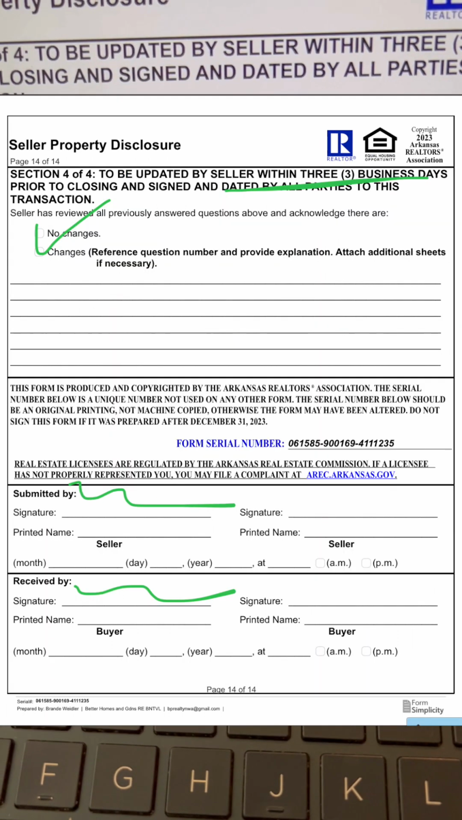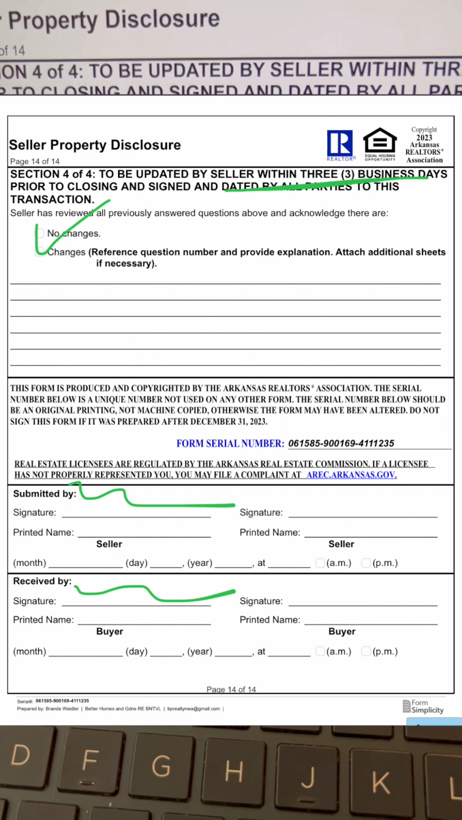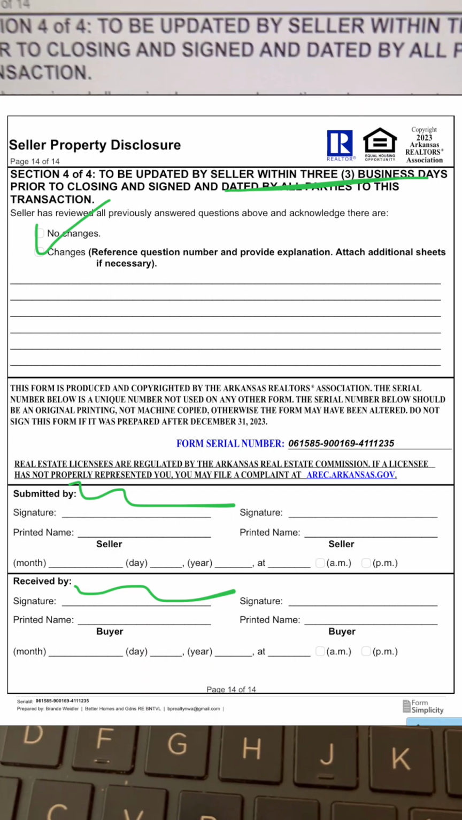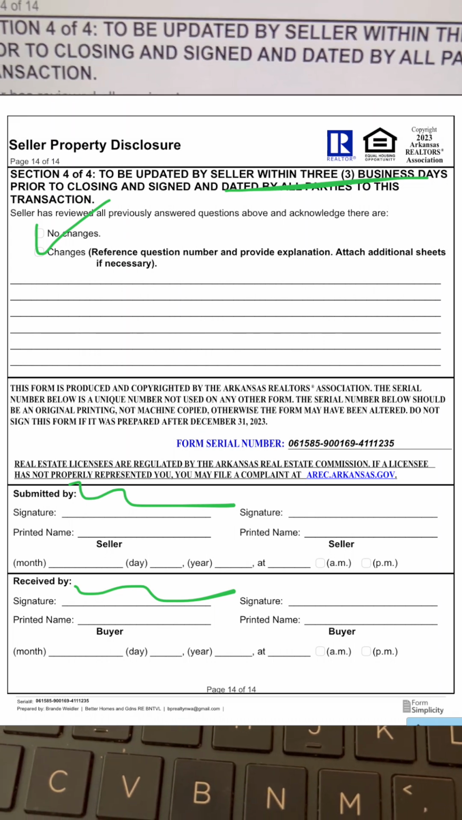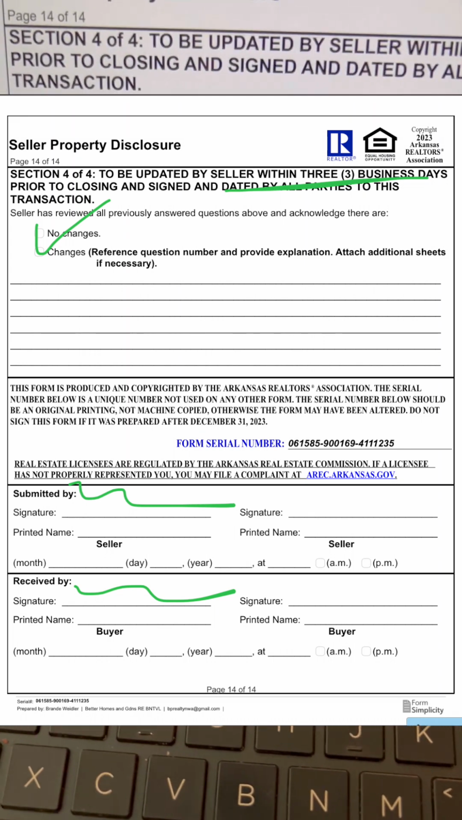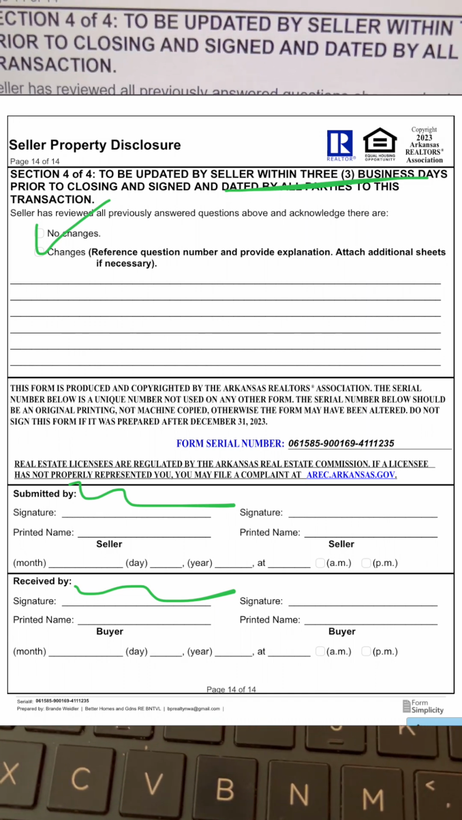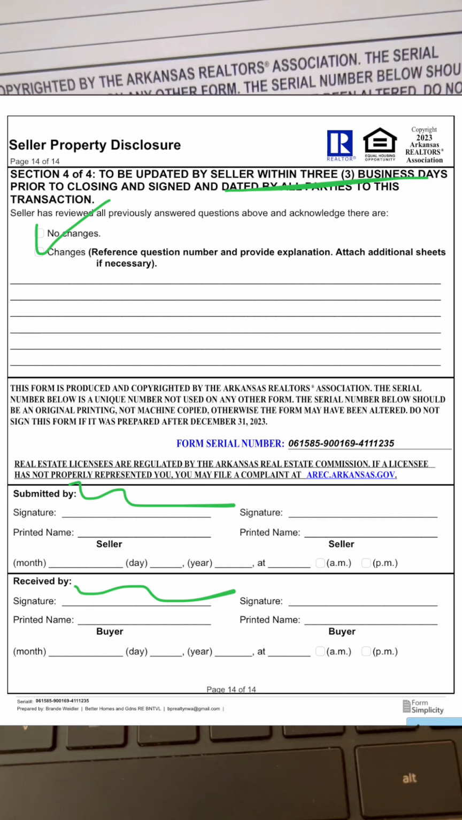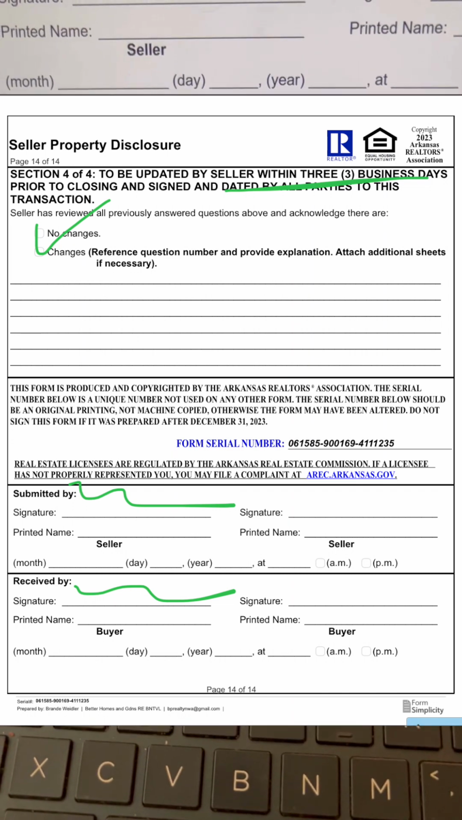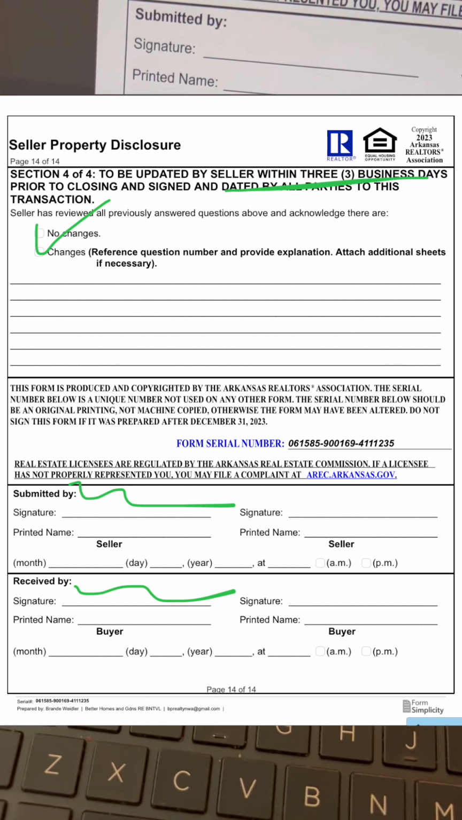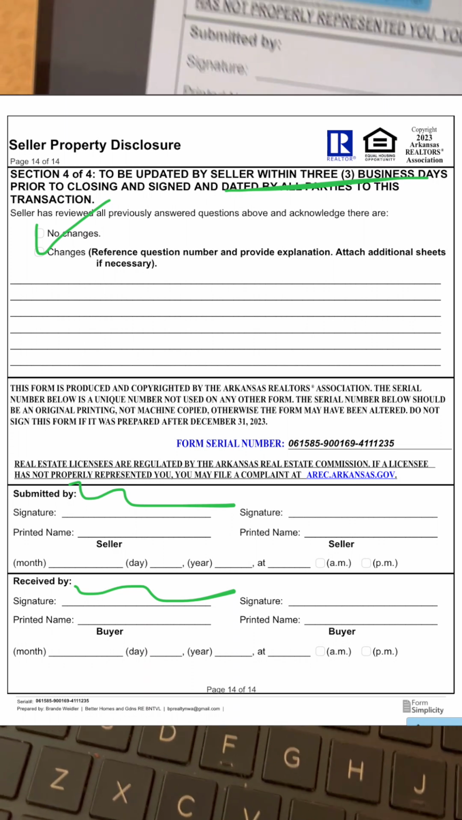And finally, Section 4, this is what you're going to be looking at just before closing. In fact, 3 business days prior to closing, you as the seller will notify the buyer if anything has changed since the last time they looked at the seller's property disclosure. And again, you as the seller will sign and date, and so will the buyer. And this completes the seller's property disclosure process.